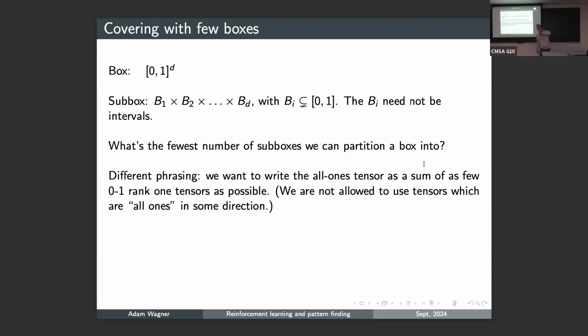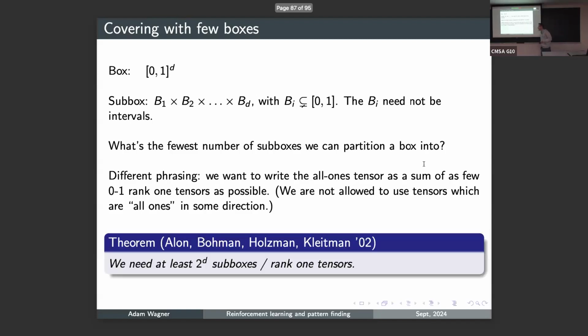I think there's some conjecture, right? Yes. It was 2 to the d, right? Yeah, that's right. So with 2 to the d, it's very easy to do it. Just cut each direction in 2 pieces and take all possible direct products. And it turns out there's actually no better way to do it.